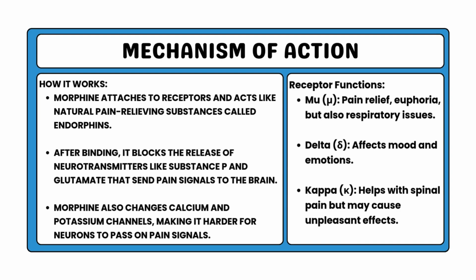Receptor function: morphine mainly works on three types of receptor. Mu for pain relief, euphoria, but also respiratory issues. Delta affects mood and emotions. Kappa helps with spinal pain but may cause unpleasant effects.